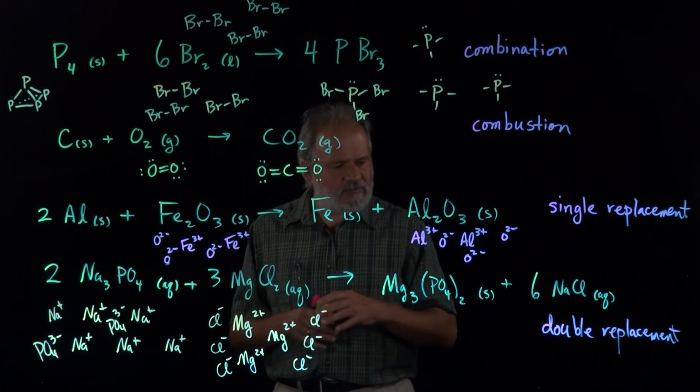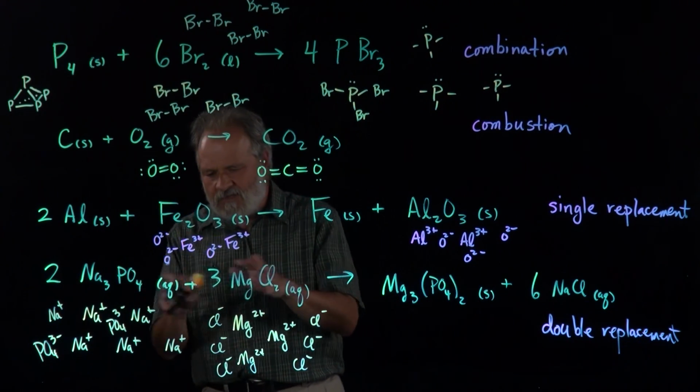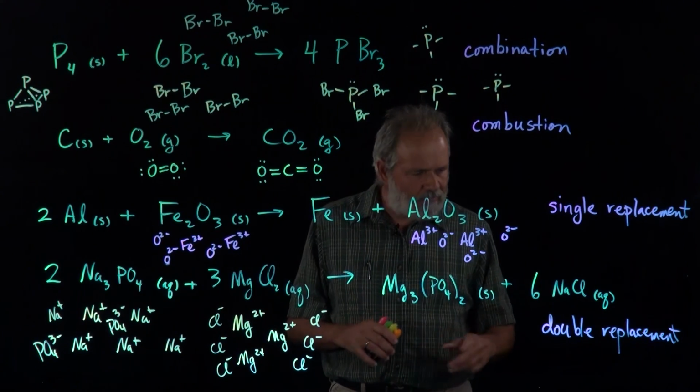Okay, so this is called a precipitation reaction, which is very common if you take 2 solutions of ionic materials, and one of them is insoluble, but the other one is.